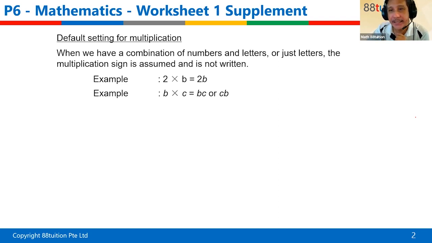What if the two letters are the same? What if, let's say it's D times D? Then D times D is the same one. I will call it D square. I will not put D times D. So that is for multiplication.